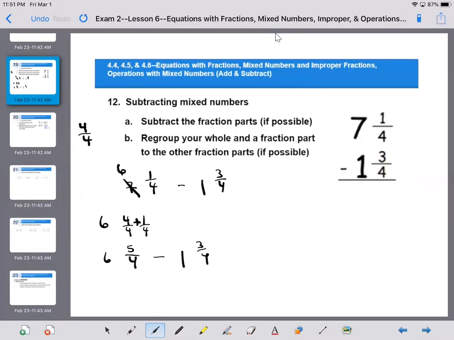Well, now I can do that. So 5/4 take away 3/4 would be 2/4. 6 take away 1 would be 5. And 5 and 2/4 would be the same as 5 and 1/2.